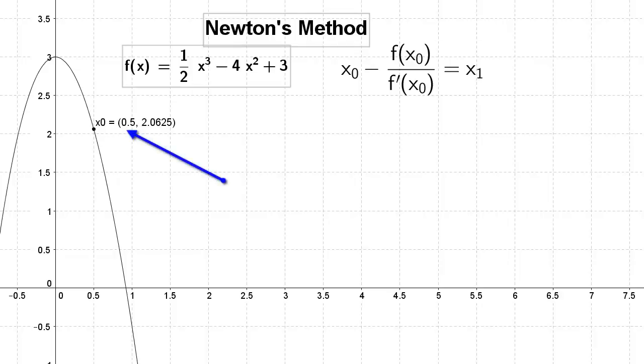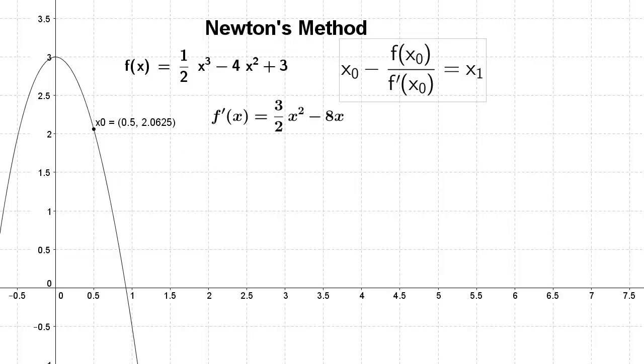We're going to start with an initial guess of x0 equals 0.5. When we plug that into the function, we get f of x0 is approximately 2.0625. Now, since f prime, the derivative, is also in this formula, we need to compute that for this function as well. Using the power rule, the derivative is equal to 3/2 x squared minus 8x.